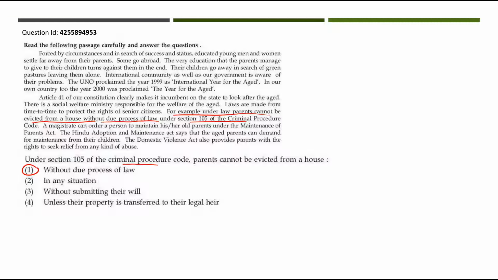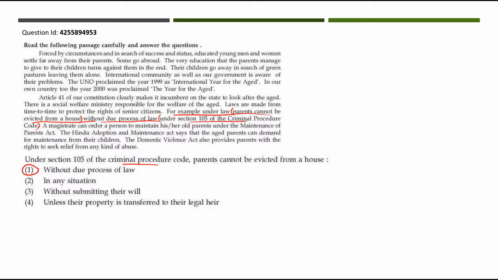So make sure that you find the same set of statements from the passage, then see the continuation and check whether it is the same section that is mentioned in the question. Here they have asked parents cannot be evicted from a house. So the question is from here, and they ask under section 105 of the Criminal Procedure Code. So they cannot be evicted without what? Without due process of law is the only fitting phrase in that particular statement. So you have to mark it in this way.